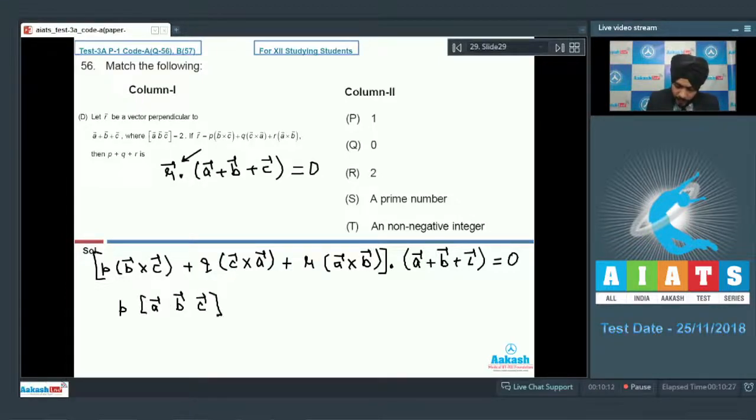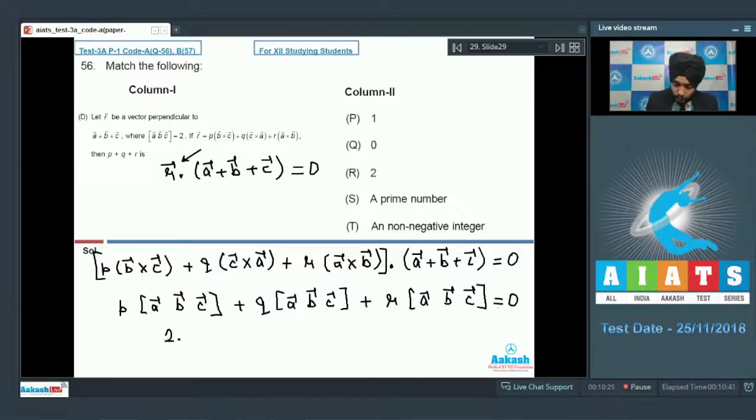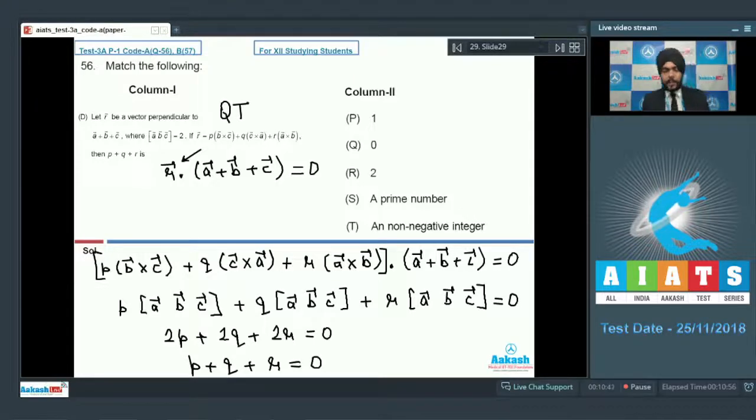Similarly, it is Q times scalar triple product of ABC, and it is R times scalar triple product of ABC. That is very simple. ABC, the value we already know, that is 2. So 2P plus 2Q plus 2R is equal to 0. Ultimately, P plus Q plus R again 0. Okay, we have option number Q as well as option number T as the correct match. Okay, let us move on to next question.